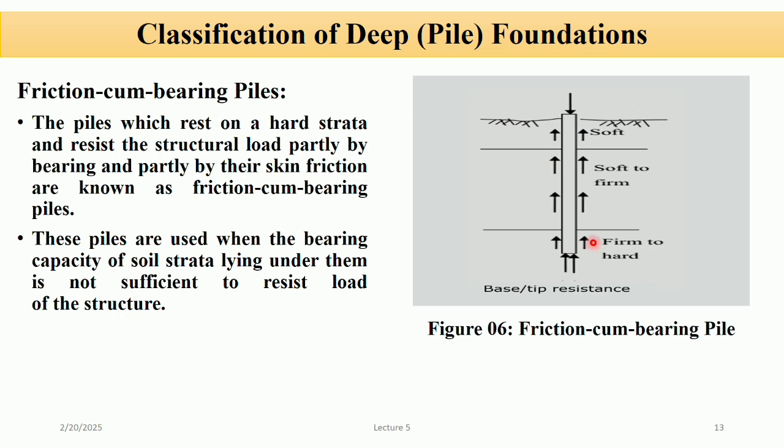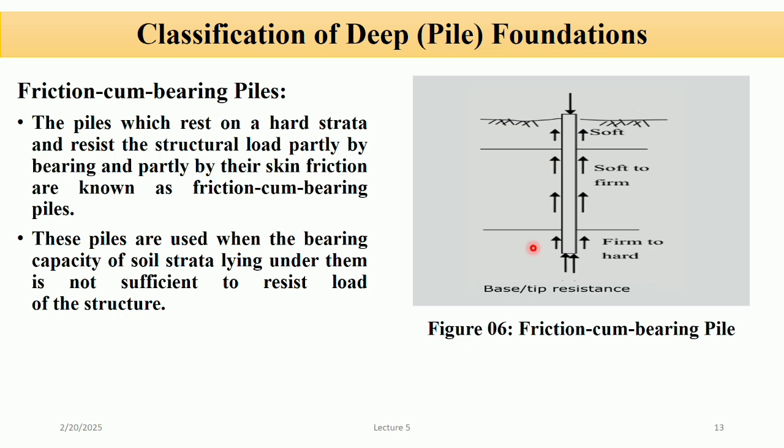Friction cum bearing pile. A friction cum bearing pile is a deep foundation element that uses both skin friction and end bearing to transfer the load to the ground. So we can say that the pile which rests on a hard strata and resists the structural load partly by bearing and partly by skin friction is known as a friction cum bearing pile. So it is a combination of a friction pile and an end bearing pile, making it suitable for sites with moderate soil strength and a deeper load bearing layer.